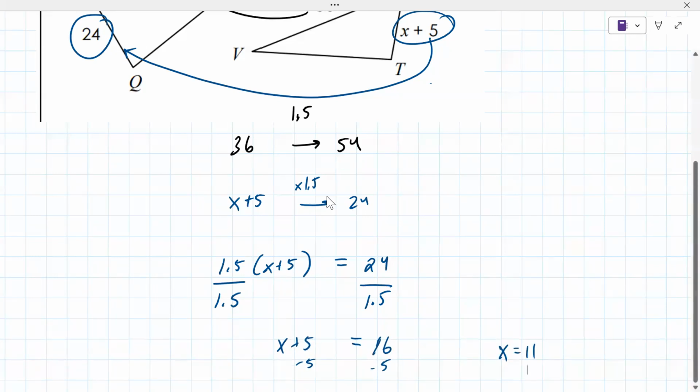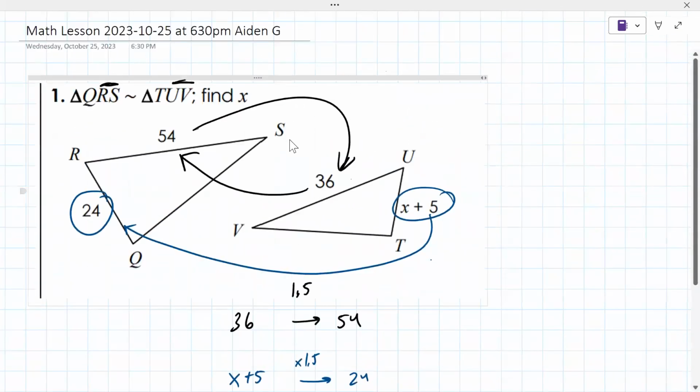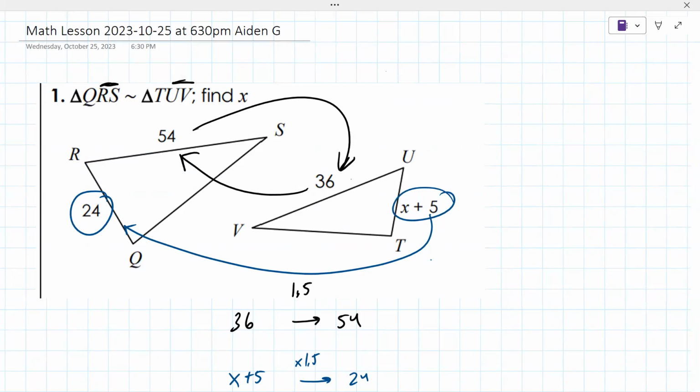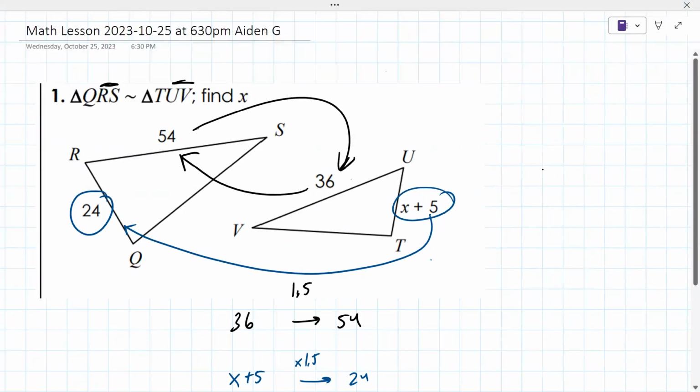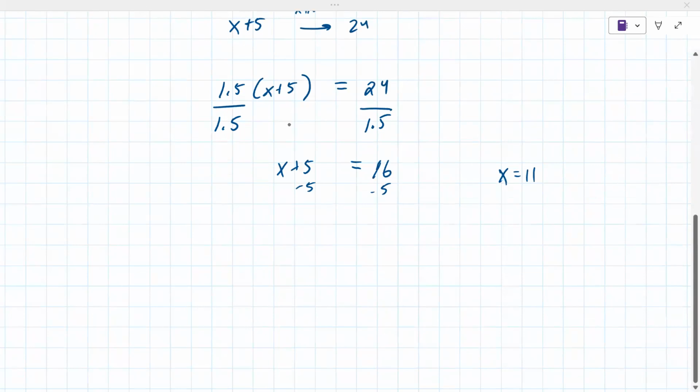Now, sometimes, again, they want you to find x, which is what you do here. Sometimes they actually want you to find a side. Sometimes they want you to find another side. Is that okay? Well, that's it for that one. There's nothing more to do. Okay, well, actually, let's go to 4 first.